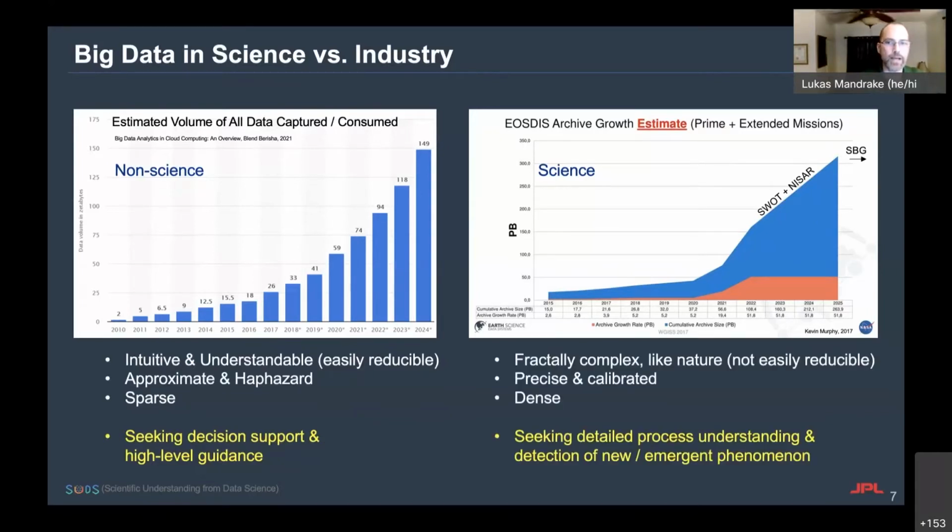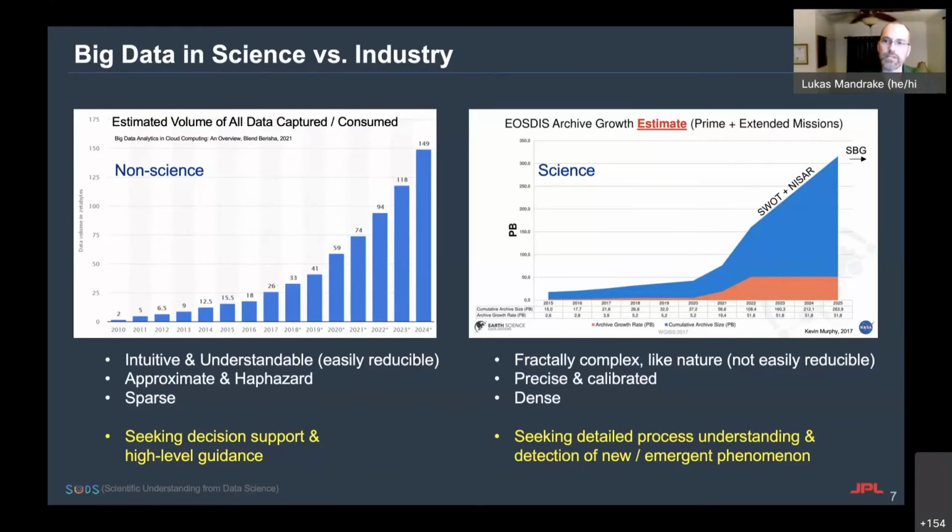Science data is radically different. It's fractally complex, like nature itself. The more you attempt to zoom in and explain it, the more processes and details you find. It's precise, calibrated, standardized, and when possible, densely and uniformly sampled in space and time. We do this because, hard as it may be, reducing the data to a process level understanding is the point of the venture. We control what variability we can to ease the analysis of what remains.